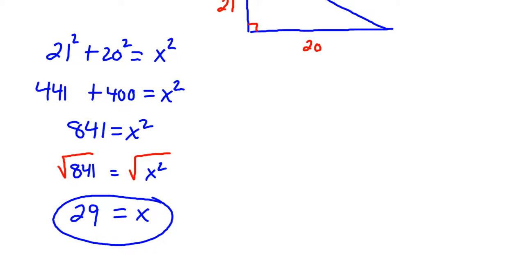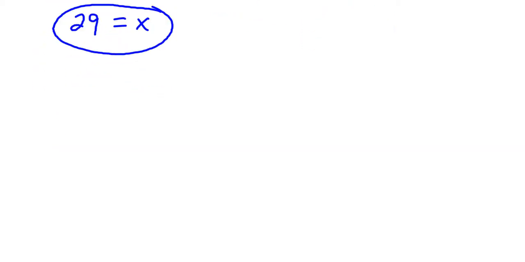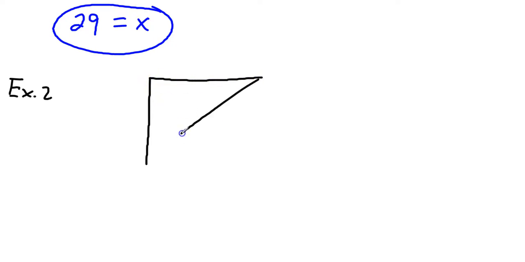Okay, so there's one problem. And again, there really are only two problems you could possibly get. Okay, this time still going to be the same thing. They're going to tell you to use Pythagorean theorem to find the missing value.